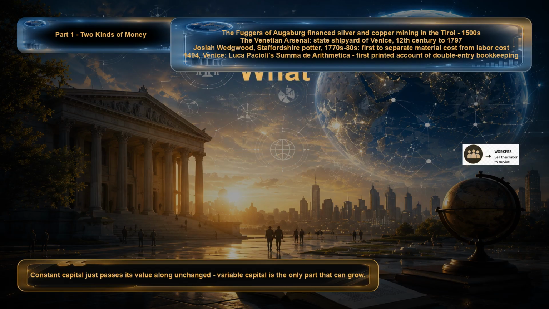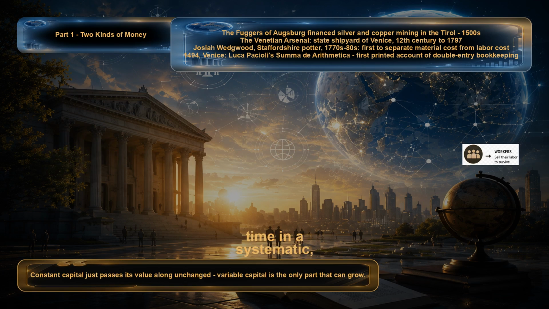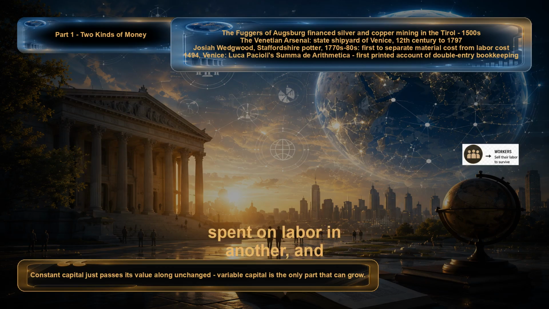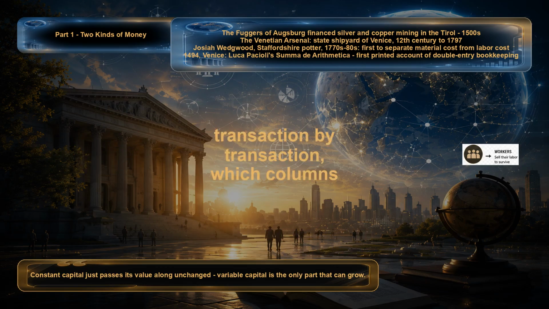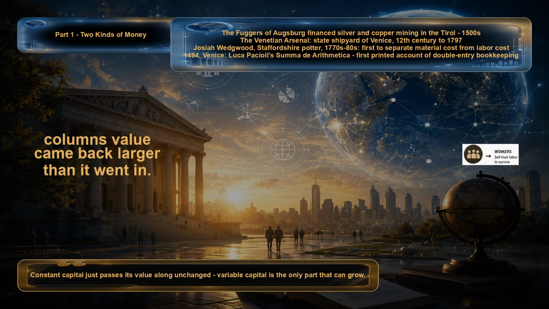Venetian merchants had been quietly refining it for over a century, but his book spread it across Europe for the first time. What double-entry bookkeeping made possible, for the first time in a systematic, teachable way, was exactly the separation Marx relies on 3.5 centuries later, tracking what was spent on materials and tools in one column, and what was spent on labor in another, and watching, transaction by transaction, which column's value simply moved through the business, and which column's value came back larger than it went in.